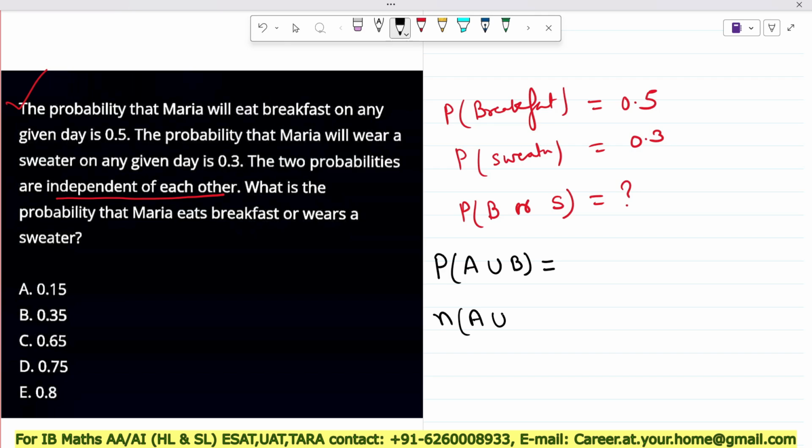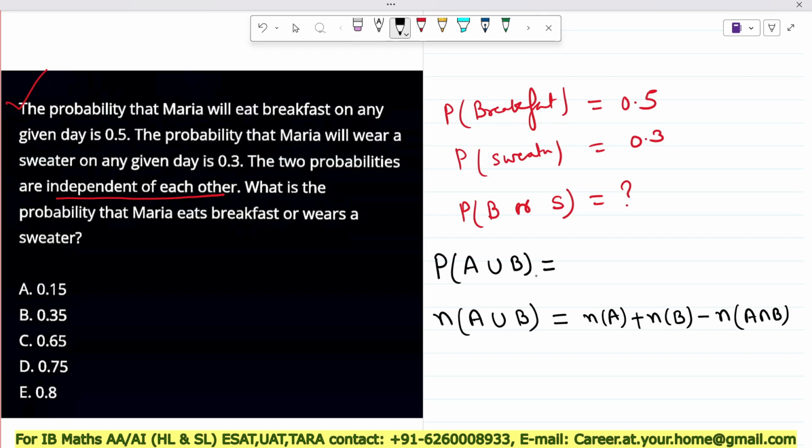Okay, the concept of the number of elements in A union B, that part I understand. It's a standard formula. The number of A union B is just the number of A plus the number of B, minus the number of A intersection B.